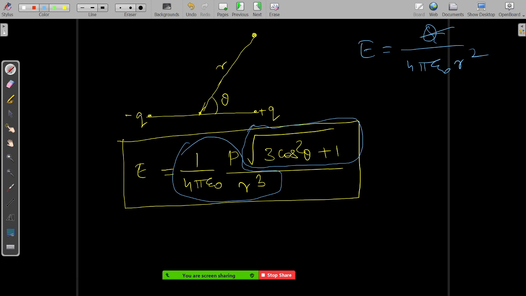Now, since you don't want to write it in terms of q, you want to write it in terms of p, you have to increase one term r in the denominator. So this part is done. In terms of potential, it was cos theta. In terms of electric field, you have to remember one term, 3 cos square theta plus 1. Understood? So you can remember it like this.